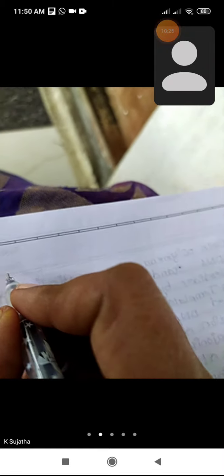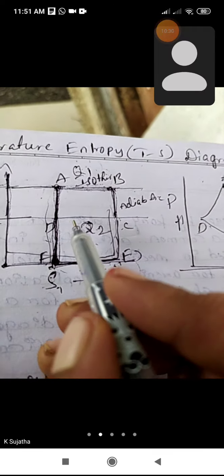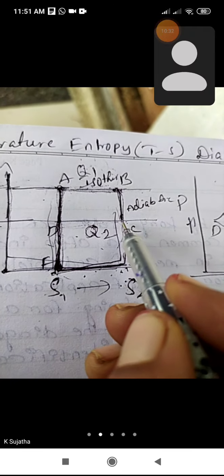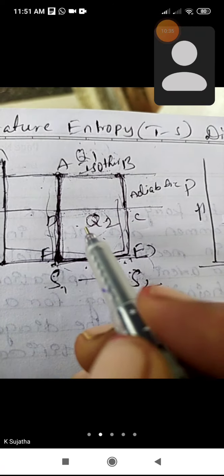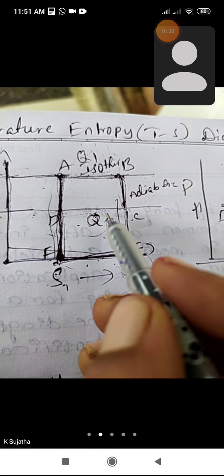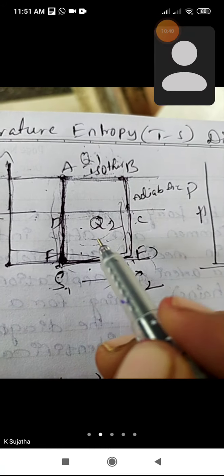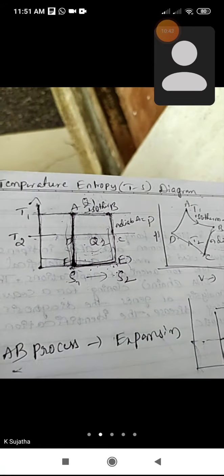Isothermal expansion. Similarly, we have to calculate Q2. Q2 is the heat rejected by the system in the isothermal compression. So Q2 is equal to T2 × (S2 − S1).